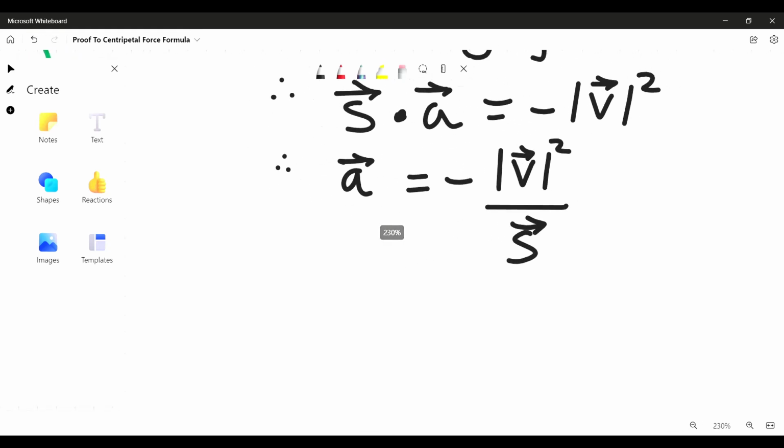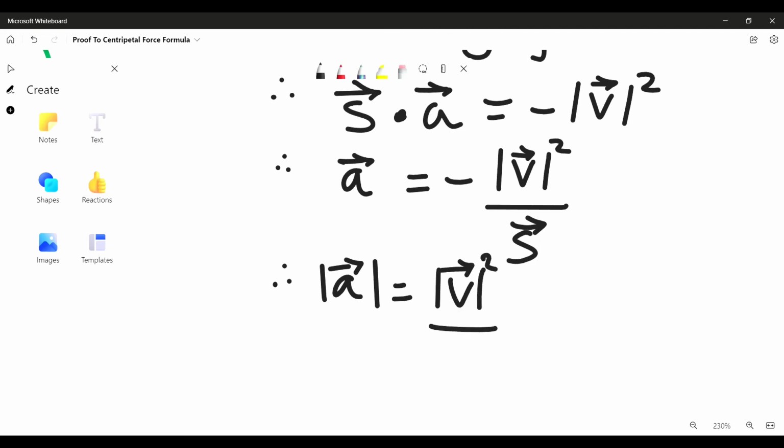Dividing a vector seems a bit difficult, but if we think about this, the dot product itself gives us a scalar value. So if I take the magnitude now of this, what do I get? When I take the magnitude, of course, this becomes positive, and this already is a magnitude, but we get the magnitude of s.